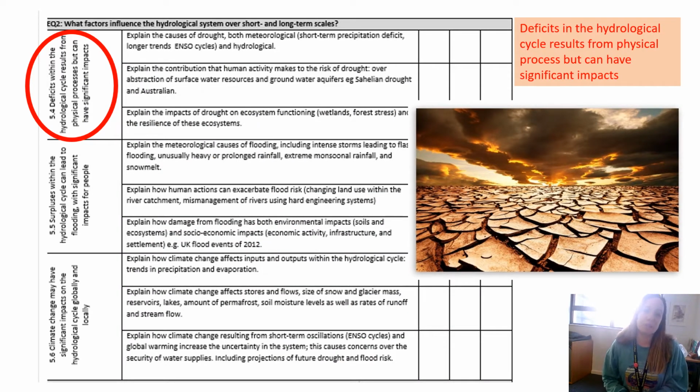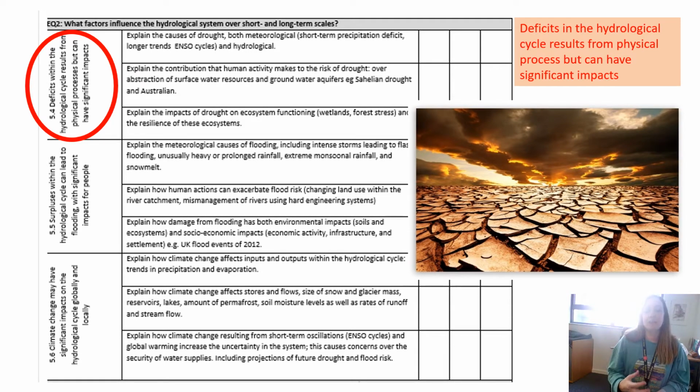What we're going on to today, and it will continue next week, is looking at the factors that influence the hydrological cycle. So we're going to look at deficits within the system, and basically what deficits mean, if you think about the overall hydrological cycle, is where the inputs are less than the outputs to the system. So there's less precipitation than there is evapotranspiration, and as a result, often the drainage basin will suffer from drought.